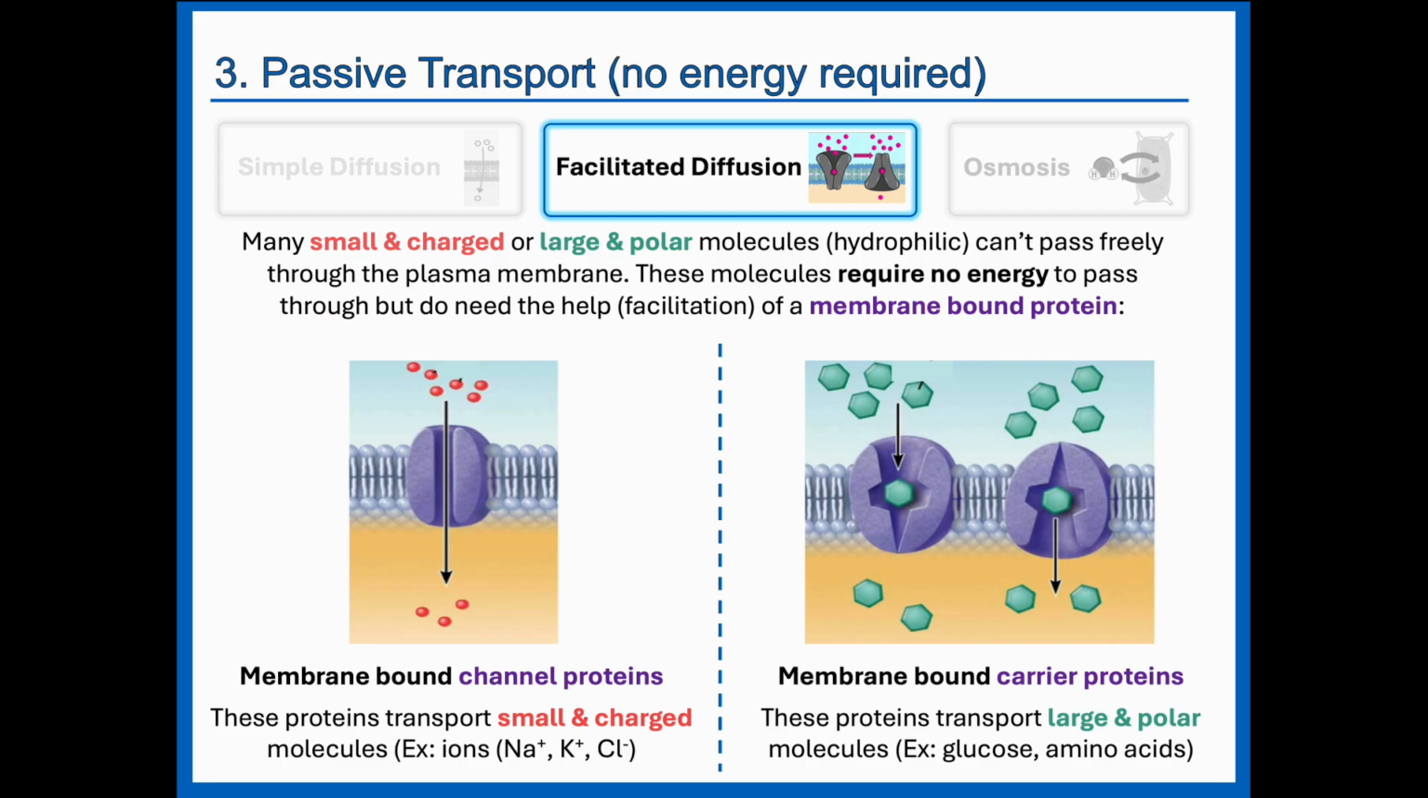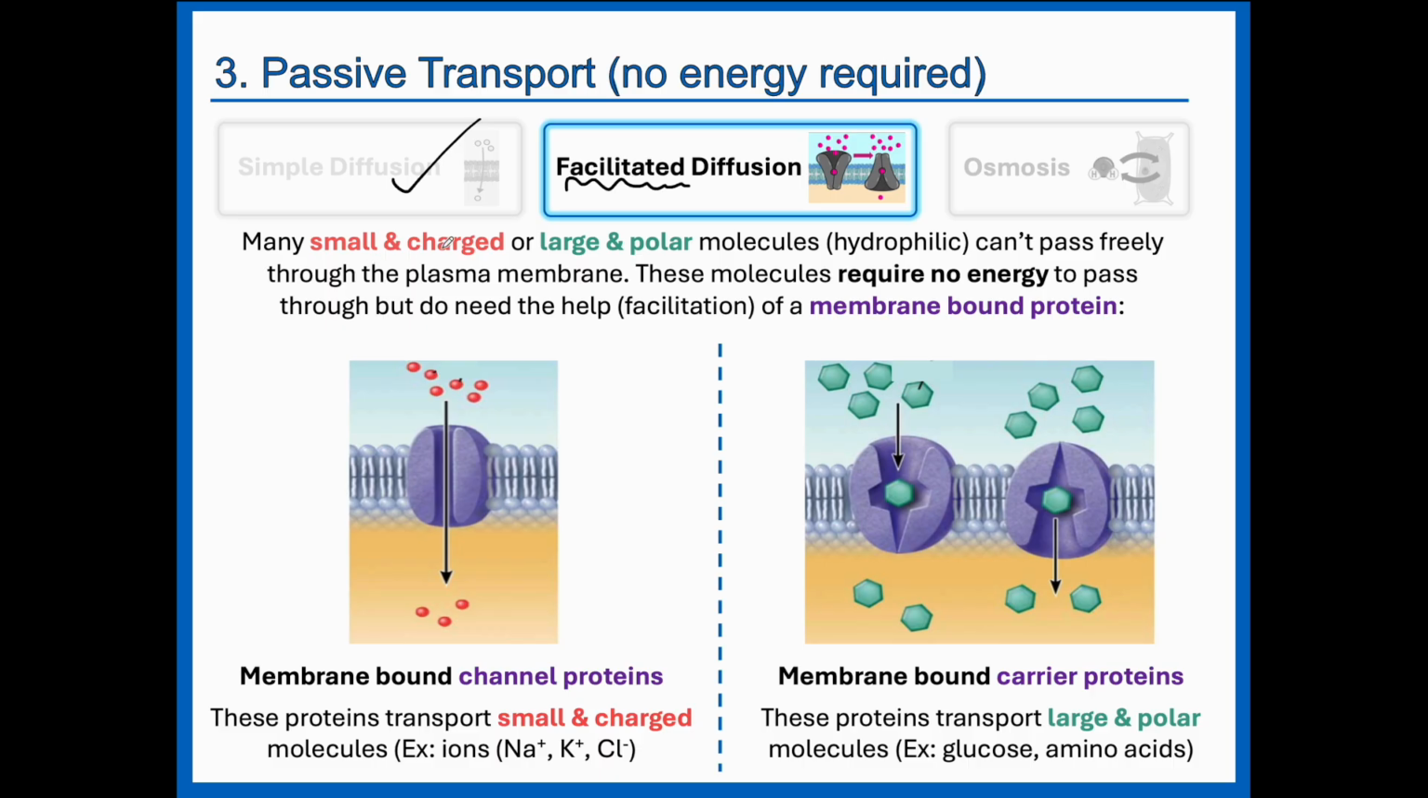Now, we did simple diffusion. Now we're looking at facilitated diffusion. This is still passive transport. No energy will be required, but I need some facilitation. This is basically, I need a bridge to go over. I need a little helper.